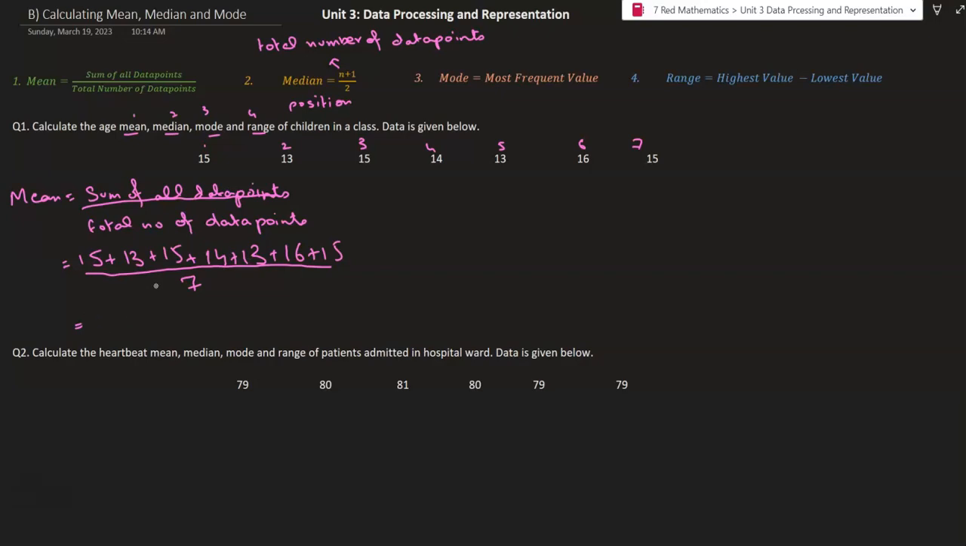Okay, so I've already calculated the value beforehand. So this is 14.4. So this is the mean age of the children in the class.